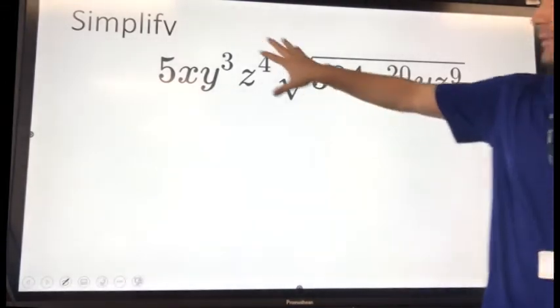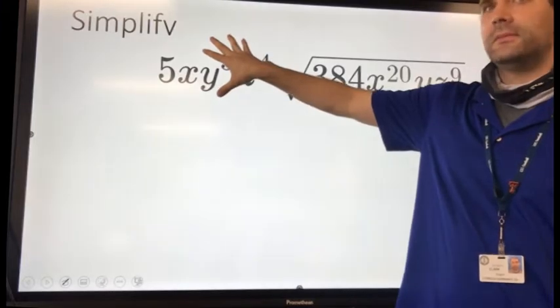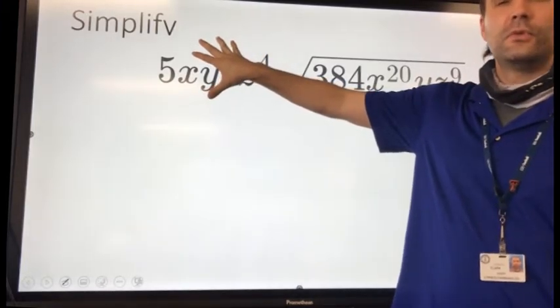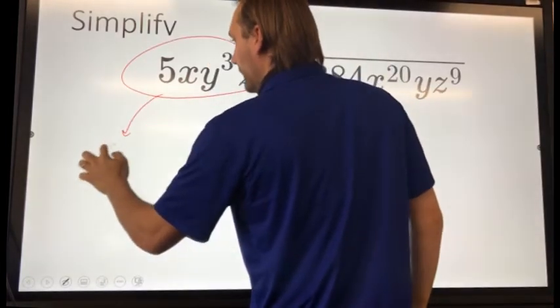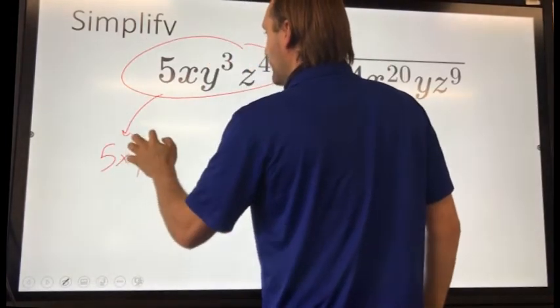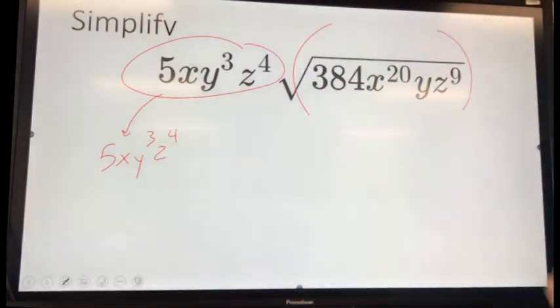Now, what did I say about numbers on the outside of a radical? You put them inside. No. We save it for later. So let me take this and move it over here, because right now I just want to focus on simplifying the radical.